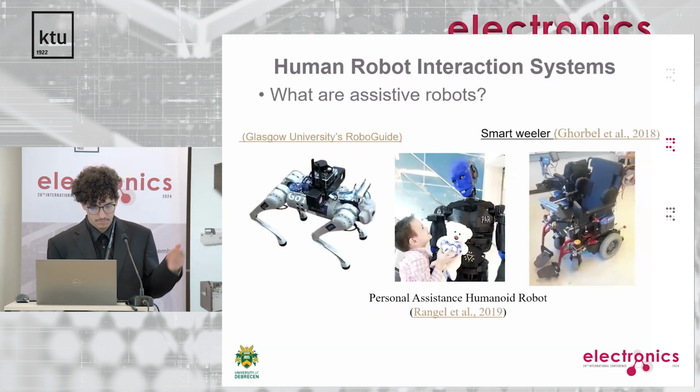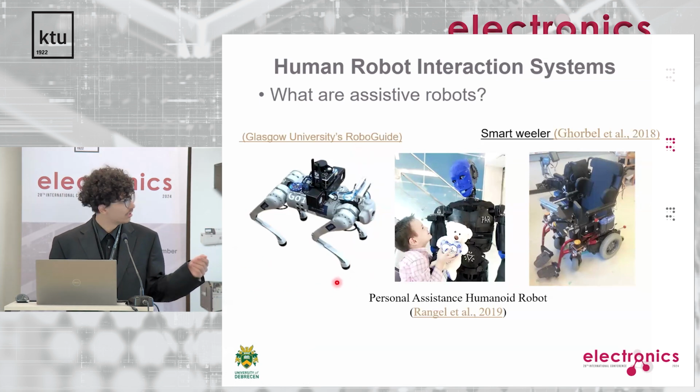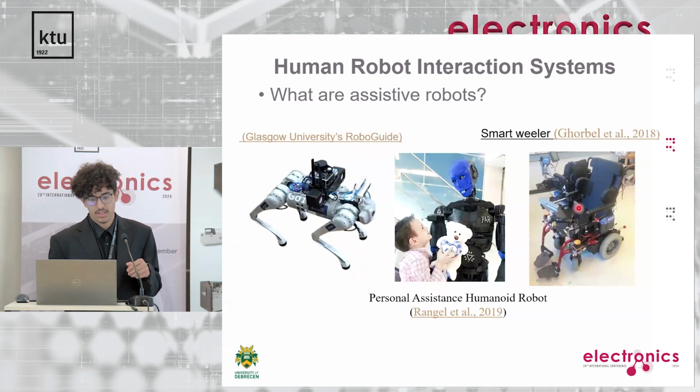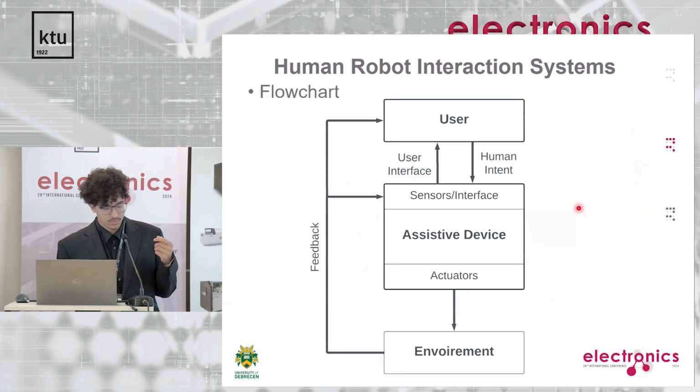So here we have some examples of assistive robots. A walking robotic dog for visually impaired people, a healthcare personal assistant, and a smart wheelchair. Those robots are specialized systems designed to aid individuals with disabilities or limitations, right? So how do they work?